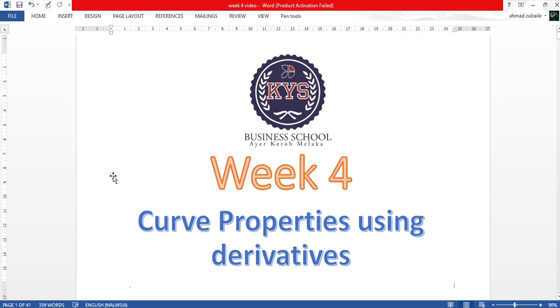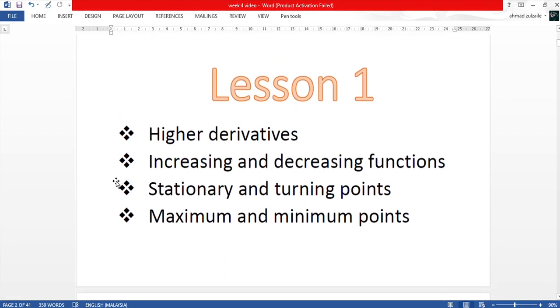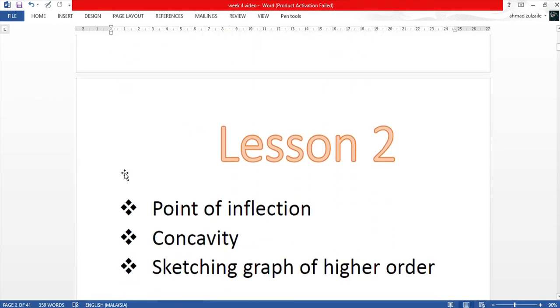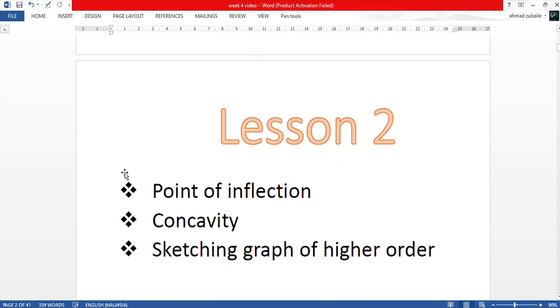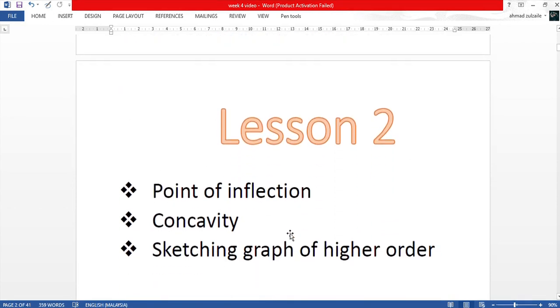For week number 4, curve properties using derivative. You have 2 lessons. Lesson number 1 has 4 subtopics to cover, and lesson number 2 has another 3. The most important for these 2 lessons, usually in year 1, is that we focus on higher derivative, and also maximum and minimum point. But some of the chapters ask for the point of inflection, which is very closely related to these 2 lessons.